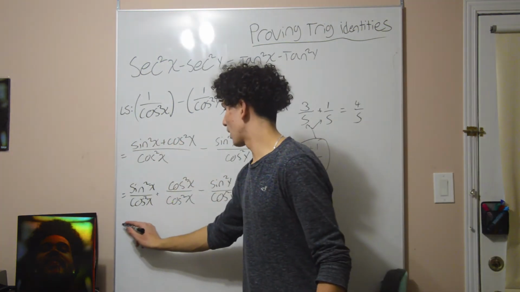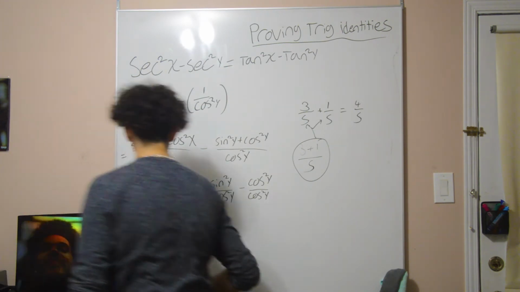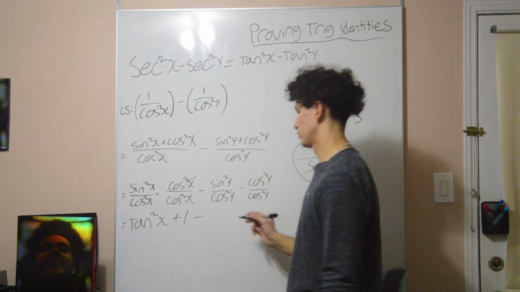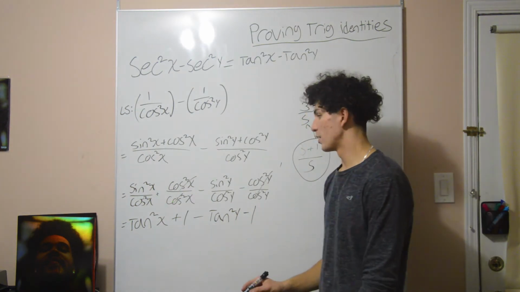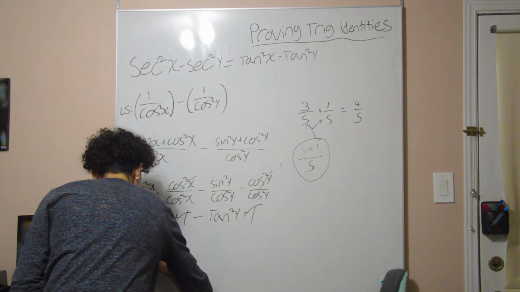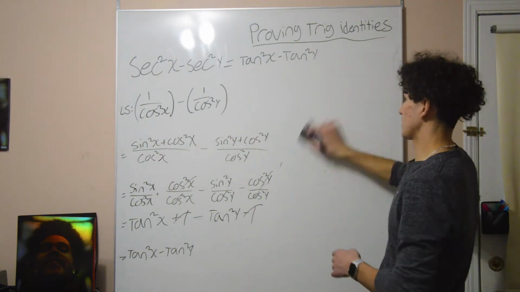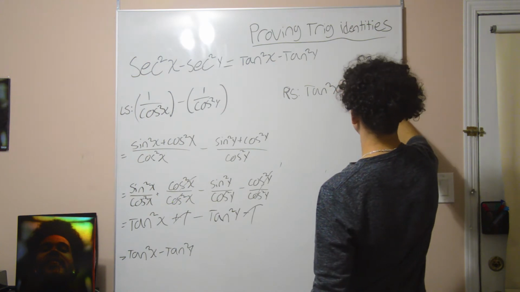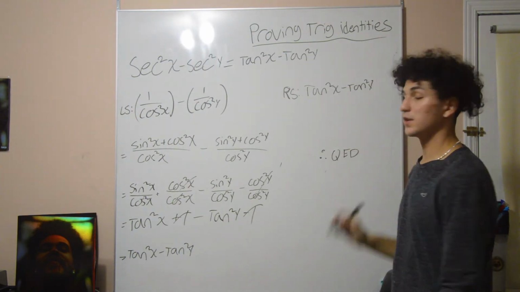Anyway, from here, I'm hoping we see what happens. Sine squared x over cos squared x is just tan squared x. Perfect. Cos squared x over cos squared x is just 1. So plus 1. Now sine squared y over cos squared y is tan squared y. And cos squared y over cos squared y is just 1. So minus 1. Now here we have plus 1, here we have minus 1, so those zero out. And our final answer is tan squared x minus tan squared y. Now, let's real quick take a look at the right side, and make sure you're showing this on your tests, quizzes, all that. We have tan squared x minus tan squared y. Are they the same? Yeah. Therefore, QED, just like that.